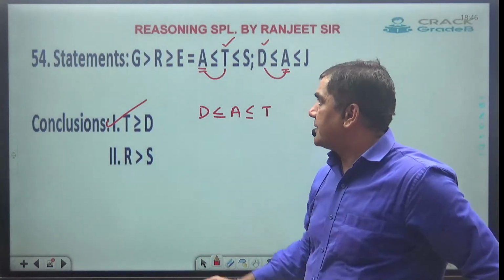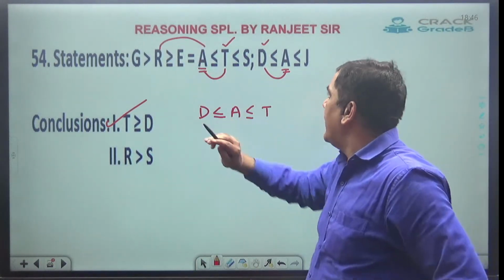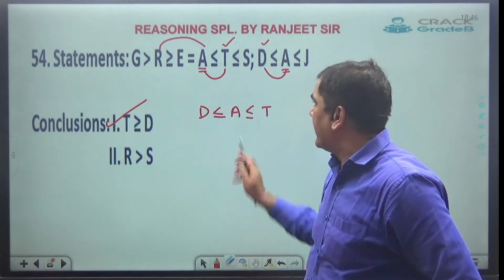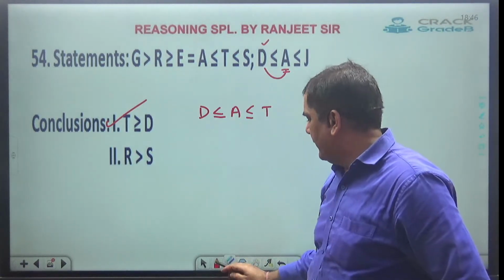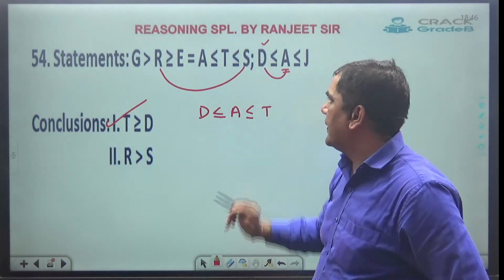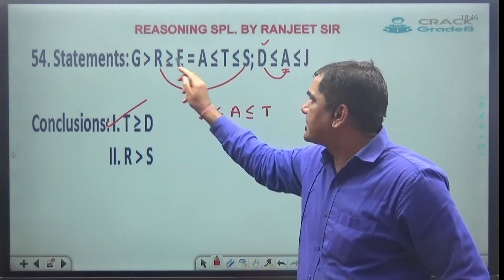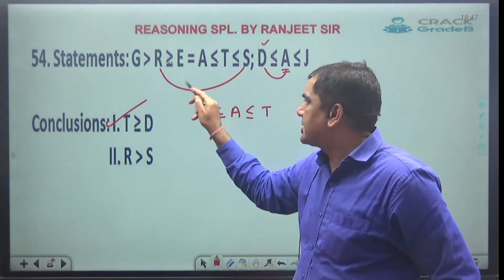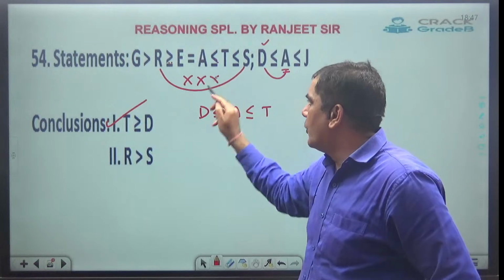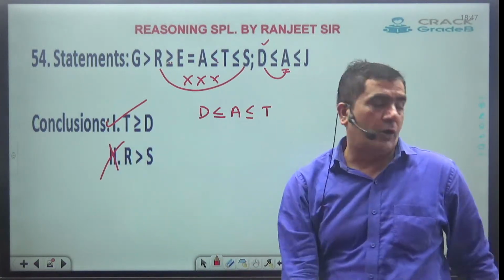Next one, R and S. So I will write R to A and R and S. No need to combine. Both of them come in the first statement only, R and S. So here both the faces have come, so no relation is possible. The second is wrong.